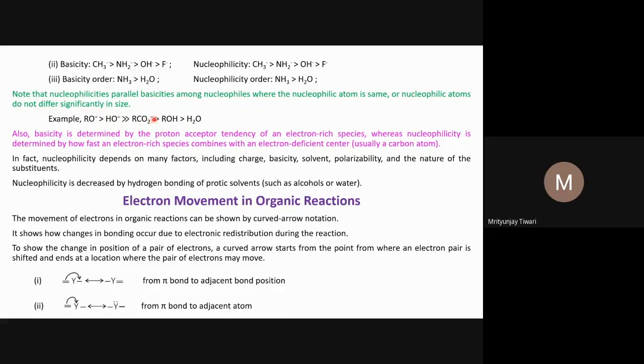The electron density is now varying, and the negative charge is shared, so both oxygen atoms carry effectively minus half negative charge. And so the electron density is decreasing, so this RCO2 minus will be a weaker base than this.